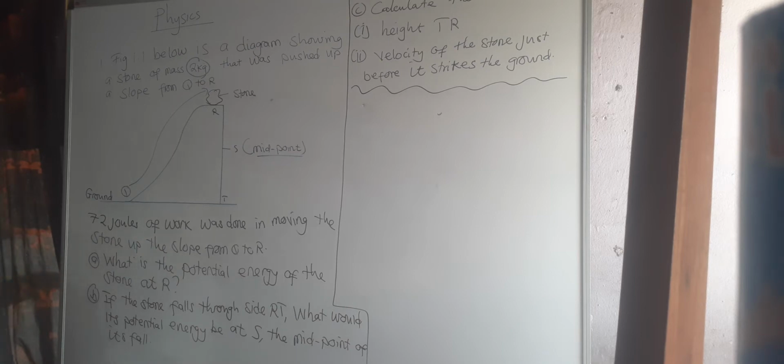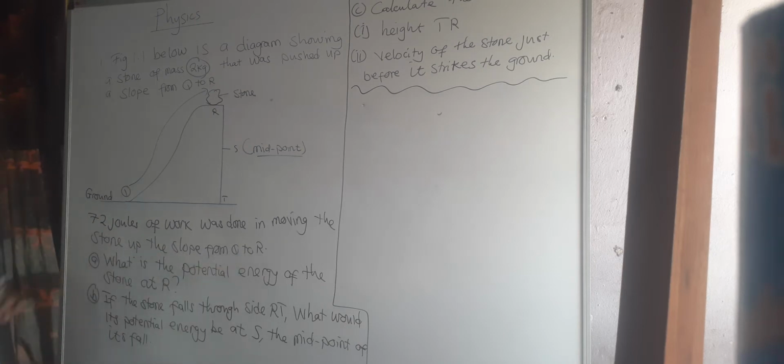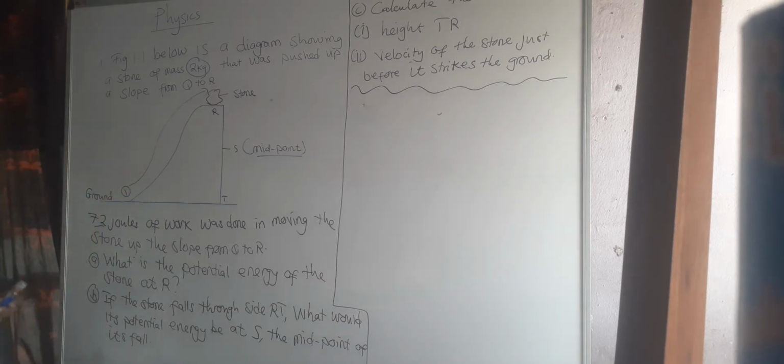Okay. Now the first question is, the statement is 72 joules of work was done in moving the stone up the slope from Q to R. So 72 joules of work was done to move the stone from here up to there. The question is, what is the potential energy of the stone at R?